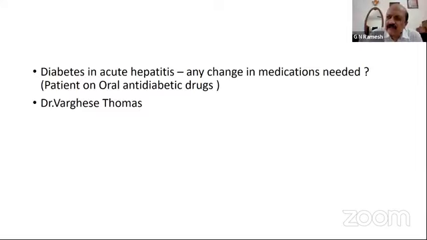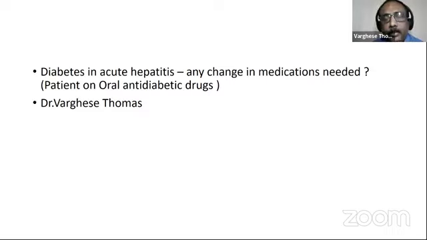I would like to change the clinical scenario a little bit. This patient is a diabetic. He presents with acute hepatitis. It is uncomplicated. You don't need to admit him. You're going to send him back home. How do you then control, or what do you advise as far as the anti-diabetics are concerned?